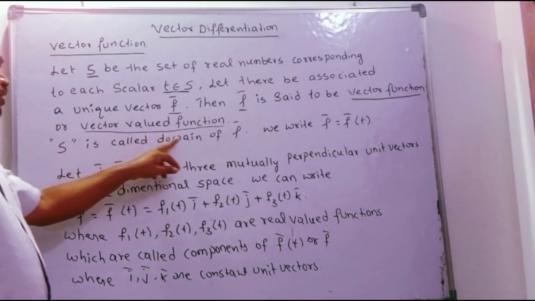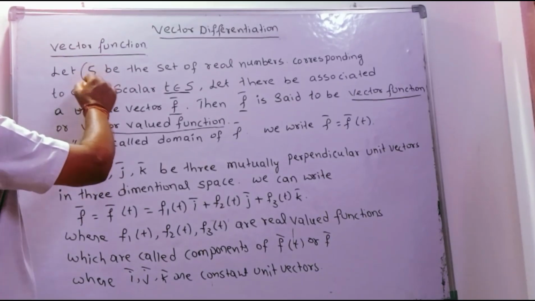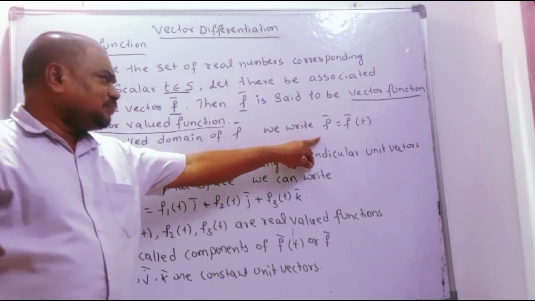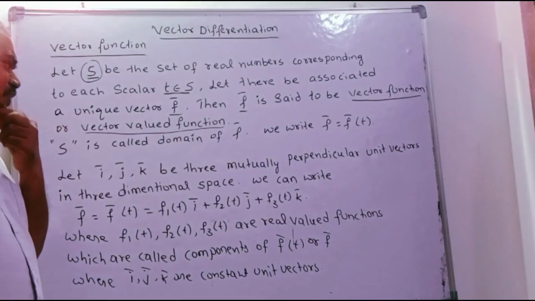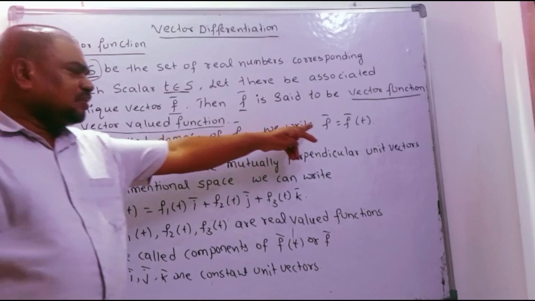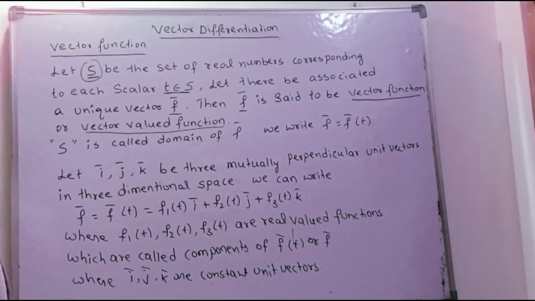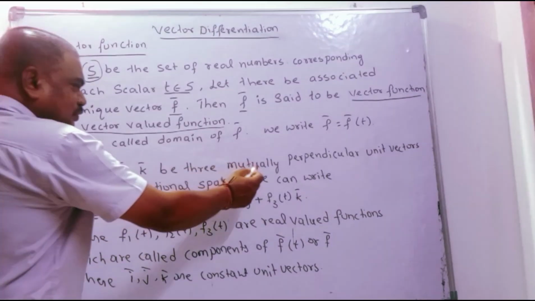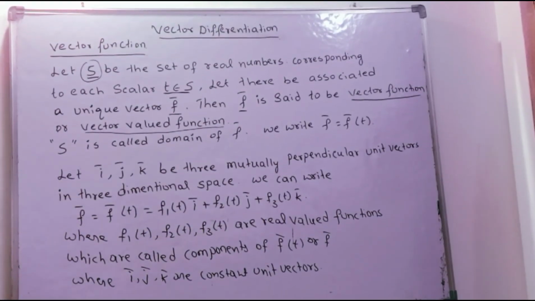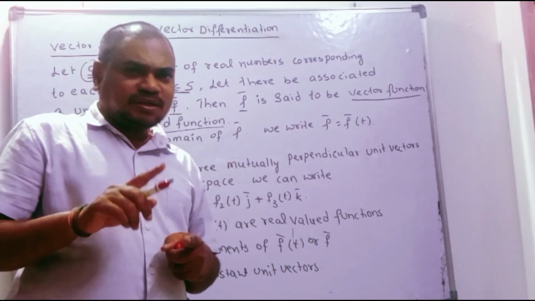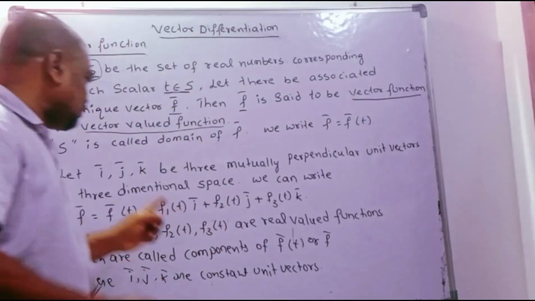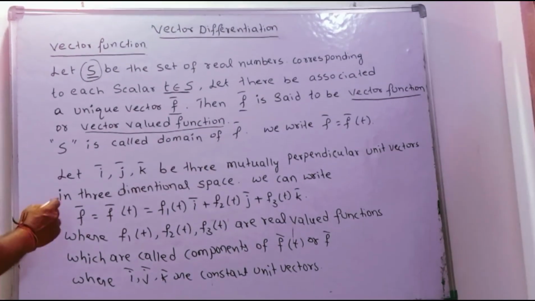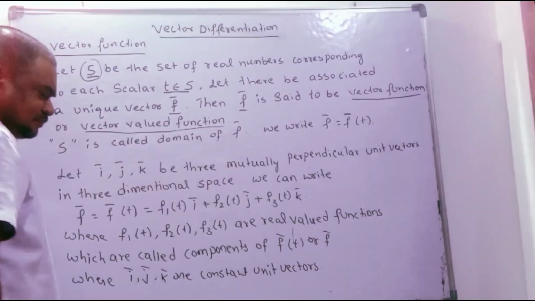And S is called the domain of F bar. We write F bar equal to F bar of t. Let I bar, J bar, K bar be three mutually perpendicular unit vectors in three-dimensional space.